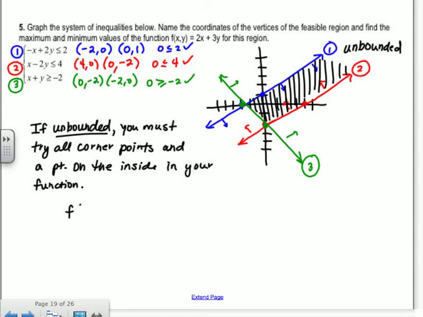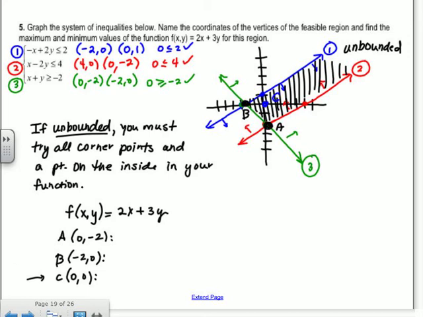Okay. So for my function, kind of a weird way to write functions, right? It's just saying that, like a profit equation, you have x and y you can plug in for, so f of x comma y. Okay. I'm going to have these 2 points, so I'm going to call them A and B. And then I'm going to pick some point on the inside. What point would you guys like to pick on the inside? 0, 0. You guys are smart. So C. So A was 0, -2, B was -2, 0, and C was 0, 0.